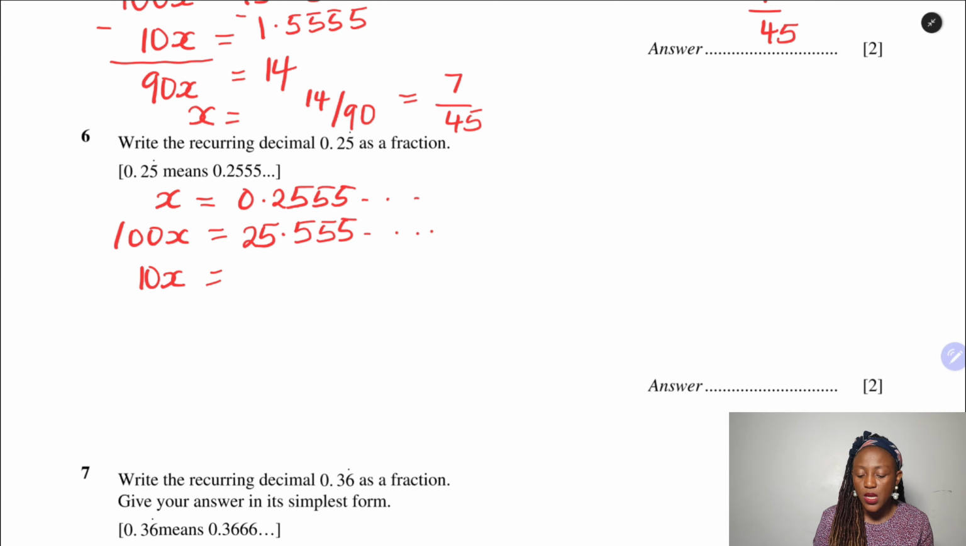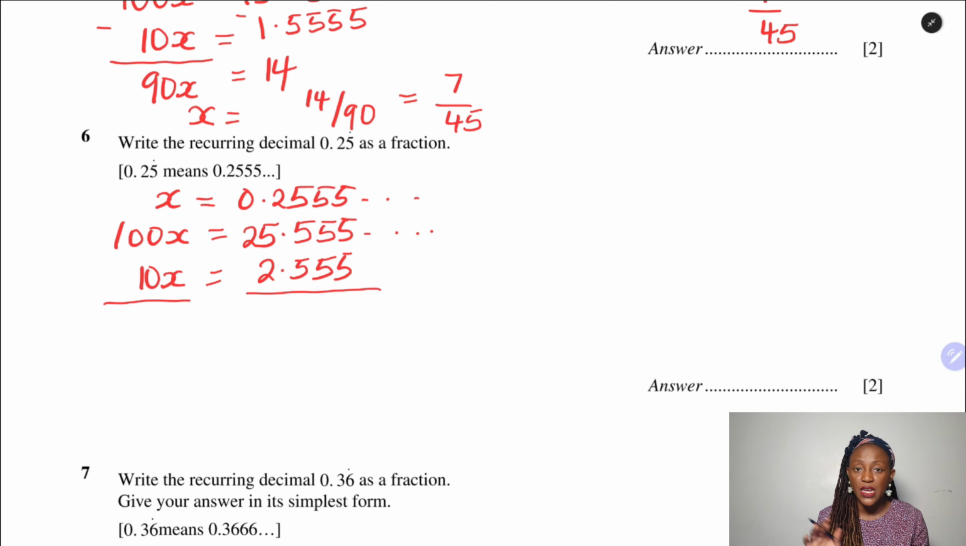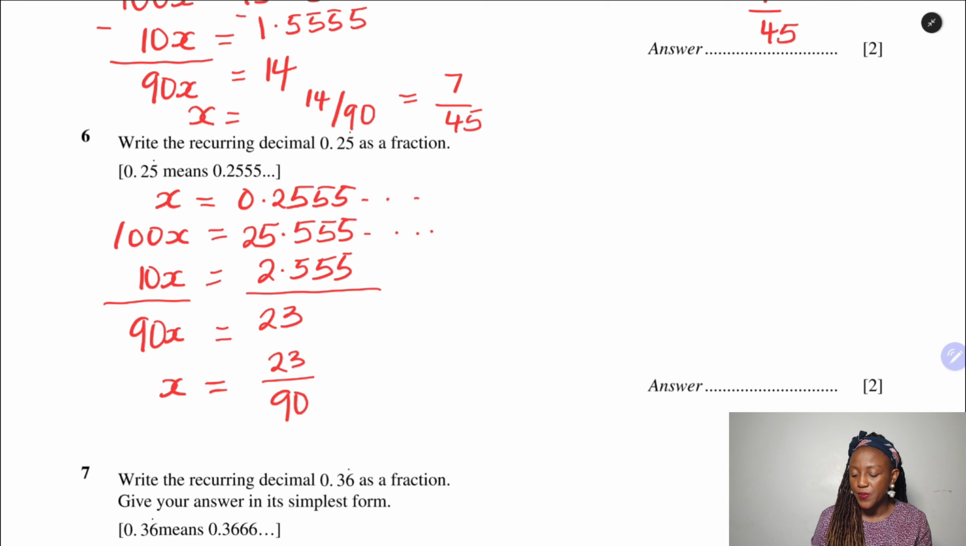10x will be what? 2.555. Now, we're going to subtract both our left-hand side and our right-hand side. Subtracting our left-hand side, we're left with 90x. And subtracting our right-hand side, we're going to have 23. So this means that x is equal to 23 over 90. So our answer here is 23 over 90.